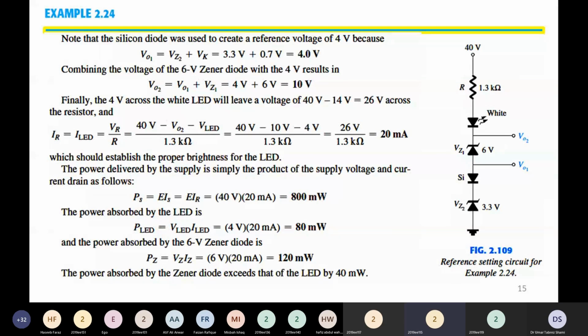The 40 volt power supply is a fixed voltage. The resistance is constant, that is 1.3 kilo ohms. The LED has a constant internal resistance and a constant voltage drop of 4 volts. The 6 volt Zener diode is constant. The silicon diode is also constant. So what we are looking at is a very constant circuit. Therefore, the current passing through all the components will also be constant. If R was a variable resistance, in that case, we would have resolved the example for minimum and maximum resistance.